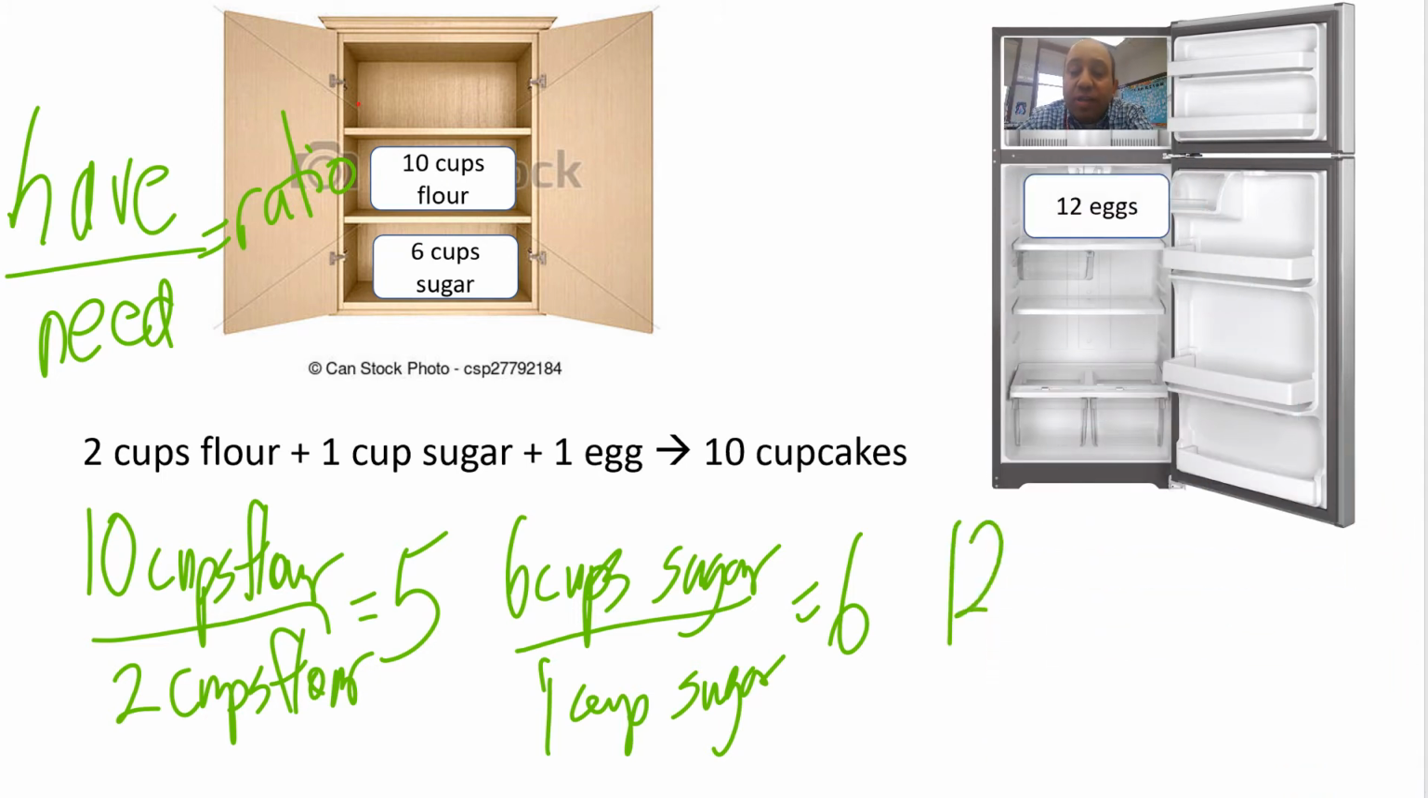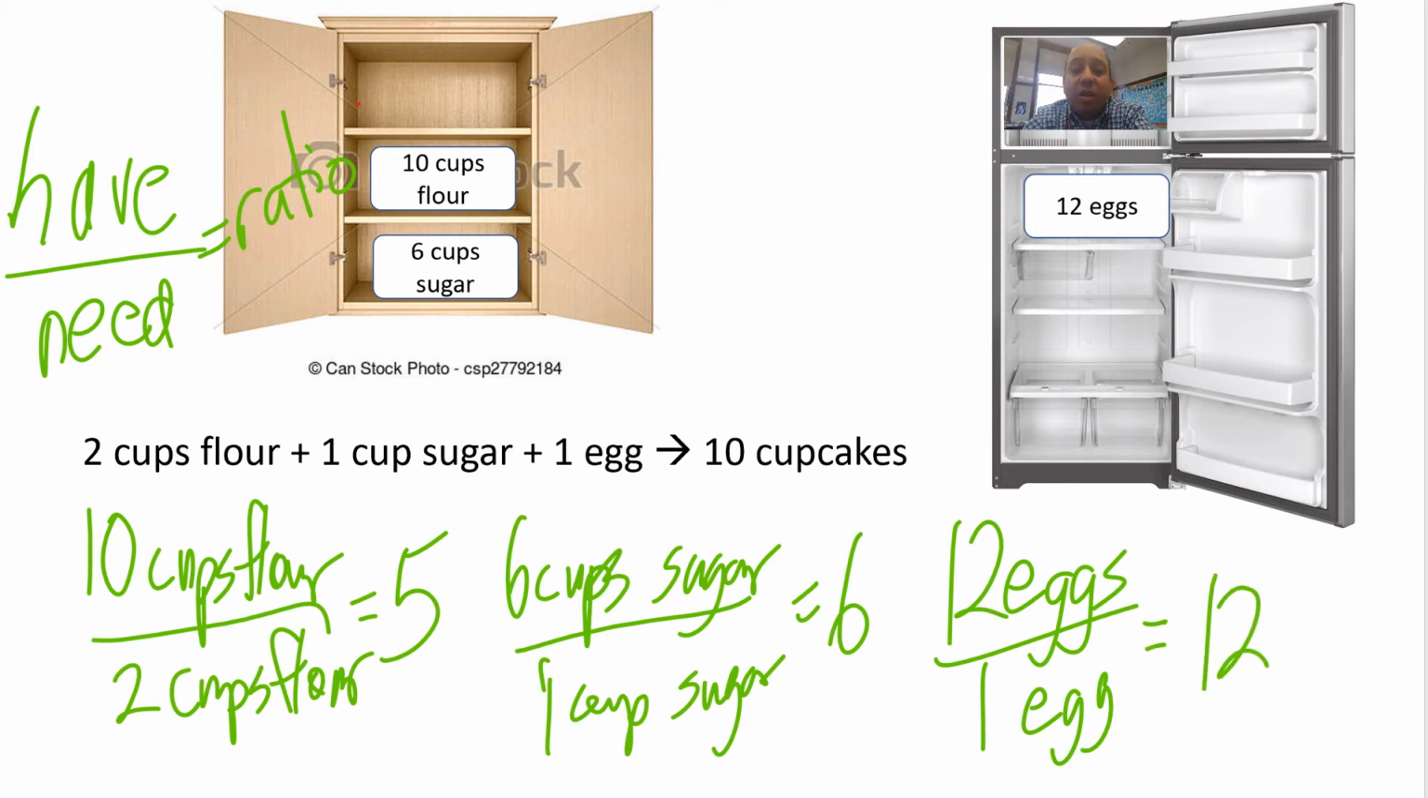Then you take your 12 eggs that are in your refrigerator, and you divide by 1 egg, and you get 12. So according to the eggs alone, you'll be able to run the reaction 12 times. But of course, you can't run the reaction 12 times. You can't run the reaction 6 times. You can only run the reaction 5, because that's the one that's the lowest ratio. That's the relatively lowest amount of ingredient among all 3. That means that is the limiting reactant. It also means that the sugar is in excess and the egg is in excess.